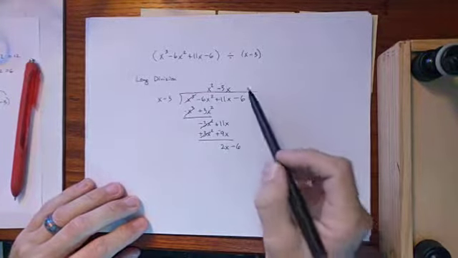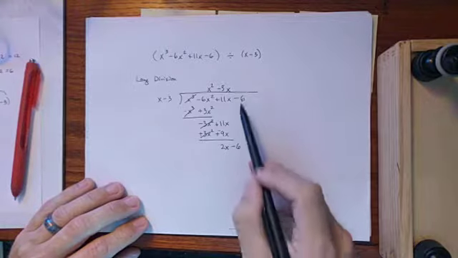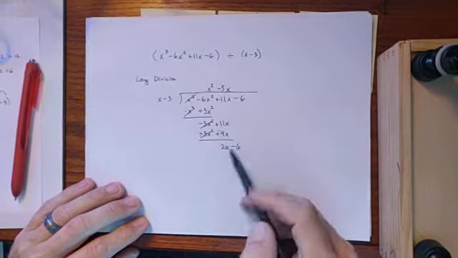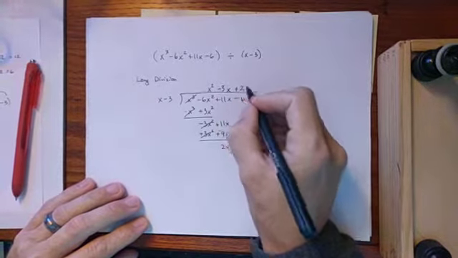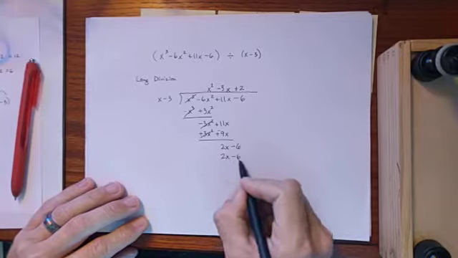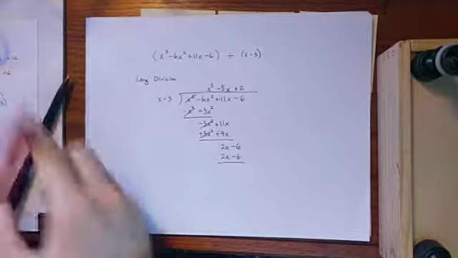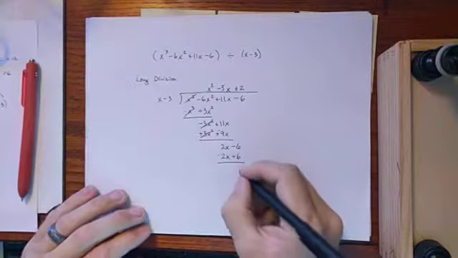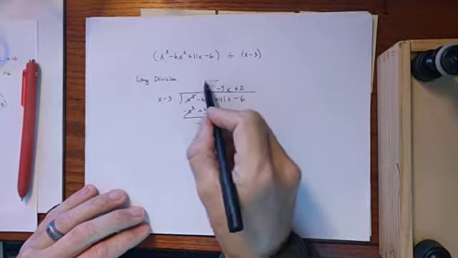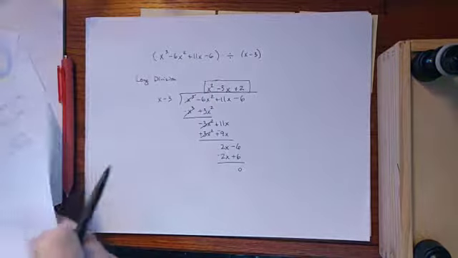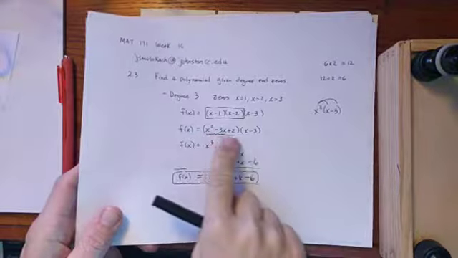And you can probably guess what I'm going to put here. I'm going to put a number, no x's. So what number times 1 makes 2? The answer is positive 2. When I multiply 2 times our divisor, I get 2x minus 6. And when I add the opposite, there is no remainder. Okay, so believe it or not, this is the answer that we were expecting from earlier.